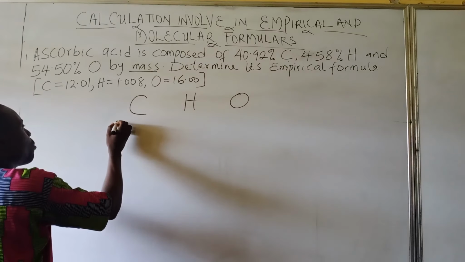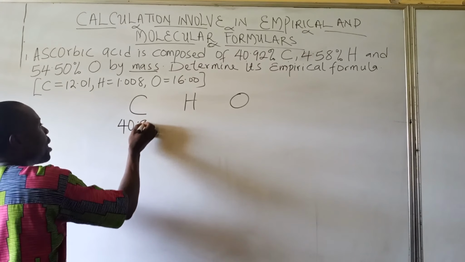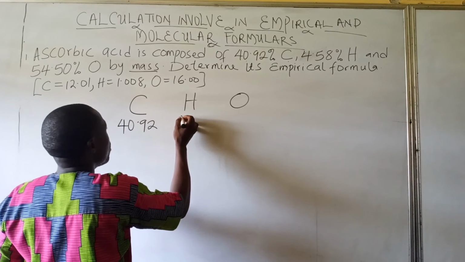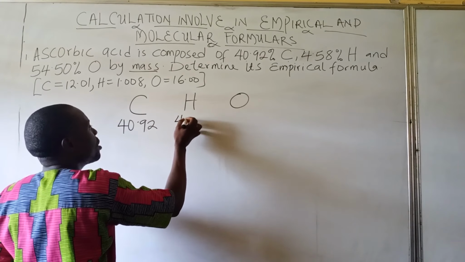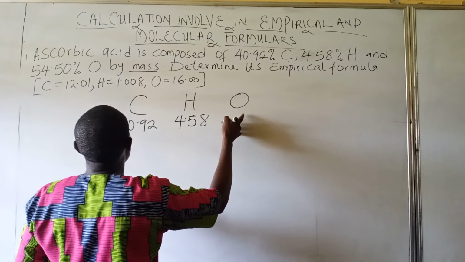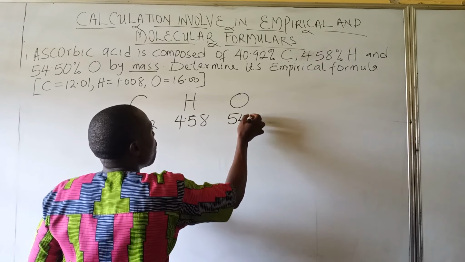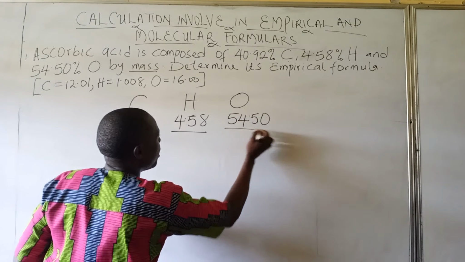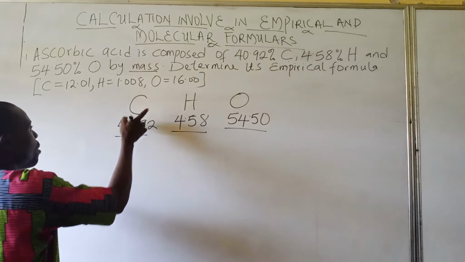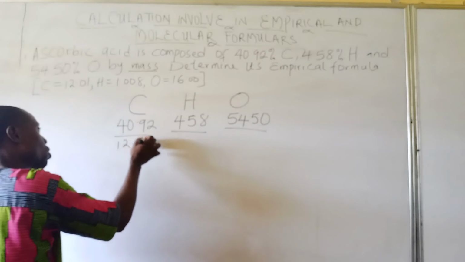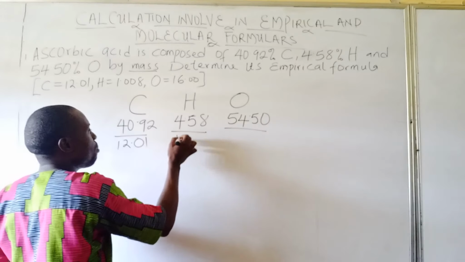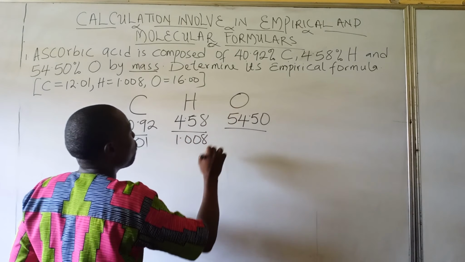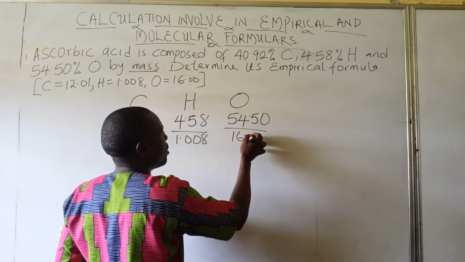So here carbon is 40.92, hydrogen is 4.58, and oxygen is 54.50. You divide each of them by their relative atomic masses, which you were given. For carbon, it was 12.01. For hydrogen, it was 1.008. And for oxygen, it was 16.00.